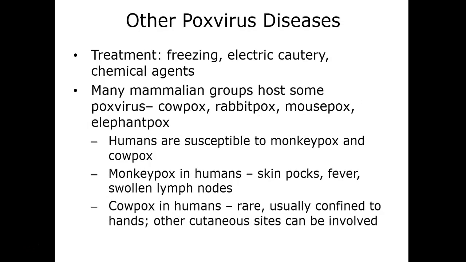So how do we treat the pox viruses? Well, we can go through freezing, we can cauterize them. There are also chemical agents that are available, and just about every mammalian group can actually host a form of the pox virus. Humans being susceptible to monkeypox and cowpox, but none of the others. For humans, monkeypox will give you not only the pustules on the skin, but also fever and swelling in the lymph nodes.